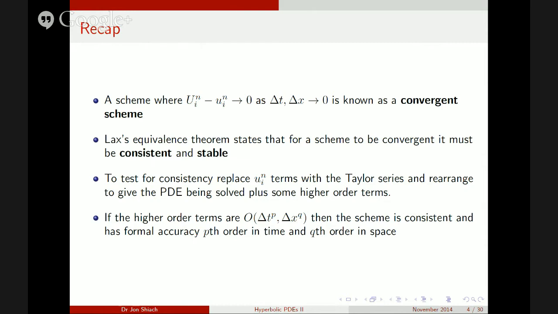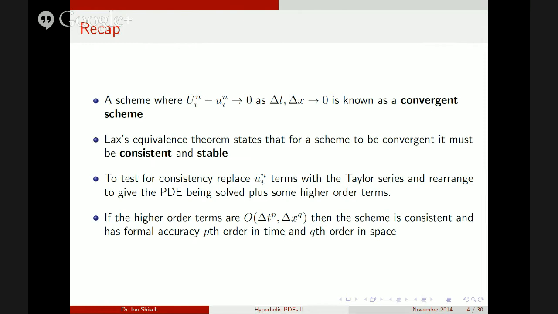We looked at the idea last week about Lax's equivalence theorem, and it basically stated that for a scheme to be convergent, it must be consistent, and it must be stable. Last week we looked at consistency. How do we test whether a scheme is consistent?